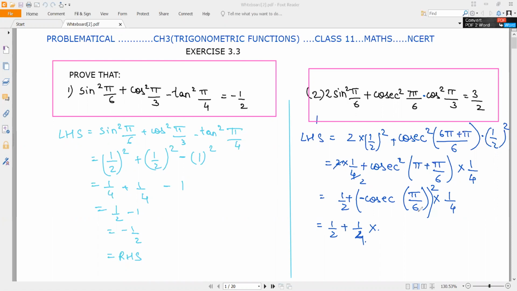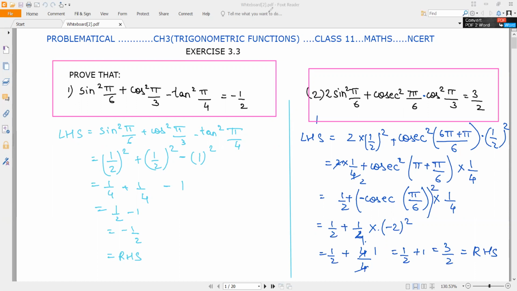Now pi by 6 is 30 degree. Cosec 30 is equals to 2. So minus 2 whole square. This is 1 by 2 plus 2 square 4 minus 2 square also 4 upon 4, which is 1. So it is 1 by 2 plus 1, which is 3 by 2. This is your RHS.